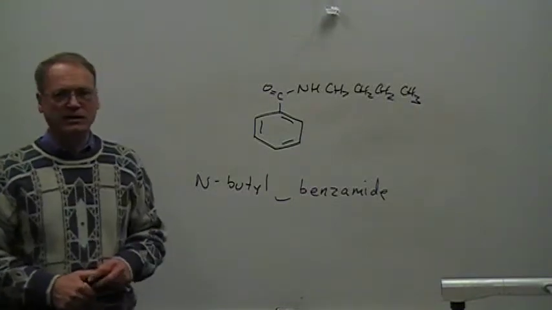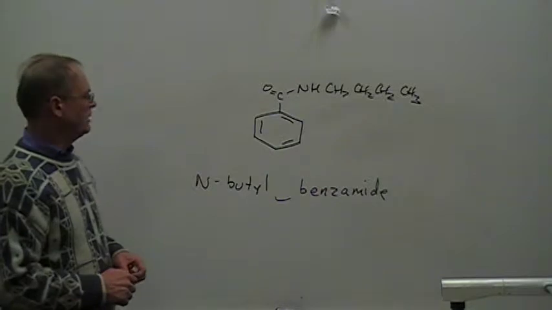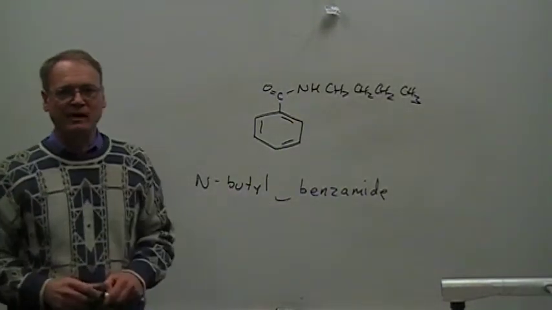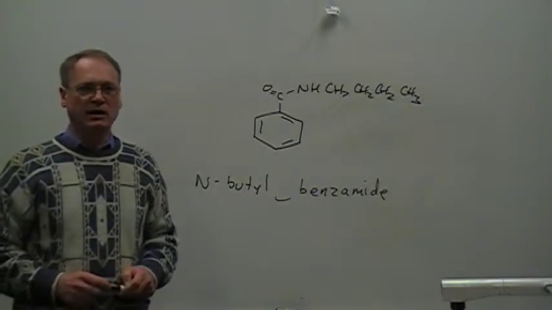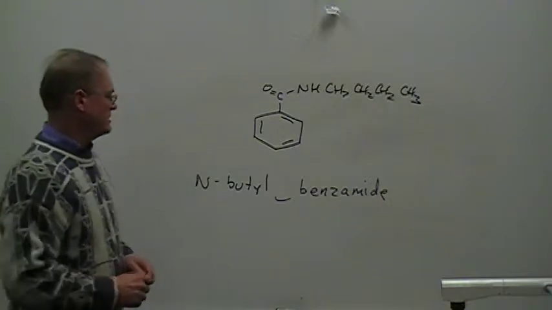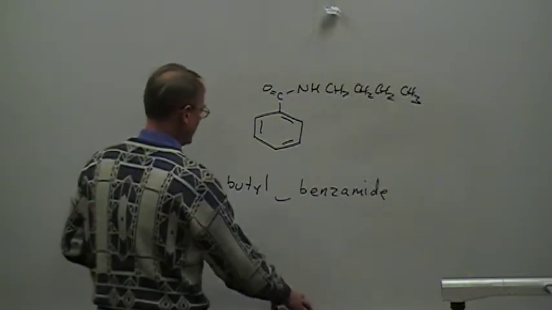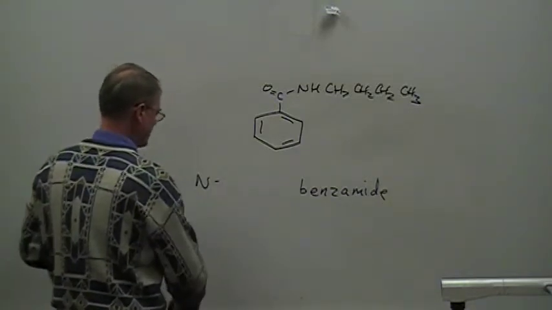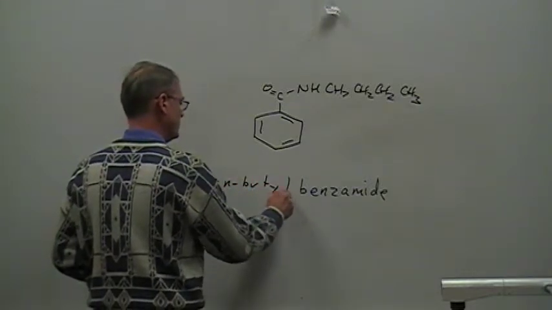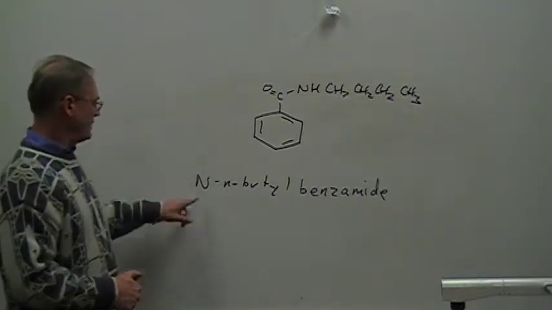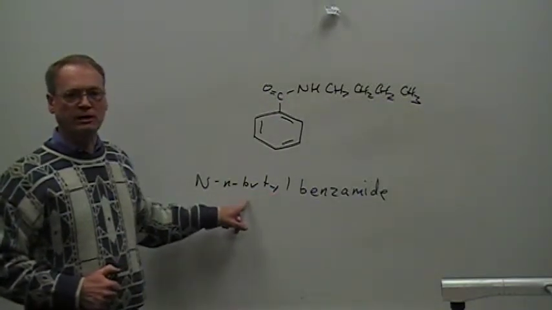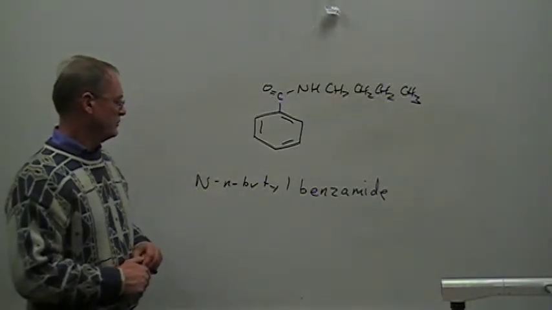However, one little detail that might change between the 2 systems is, since there's more than one kind of butyl group, in the common system you have to indicate which butyl group it is. Is it N-butyl, isobutyl, T-butyl, or sec-butyl? In this case it's N-butyl. So if we were giving this a common name, we would put capital N, small n, butyl benzamide. The capital N indicating that it's on the nitrogen, the small n indicating that it's N-butyl as opposed to isobutyl or some other type of butyl group.